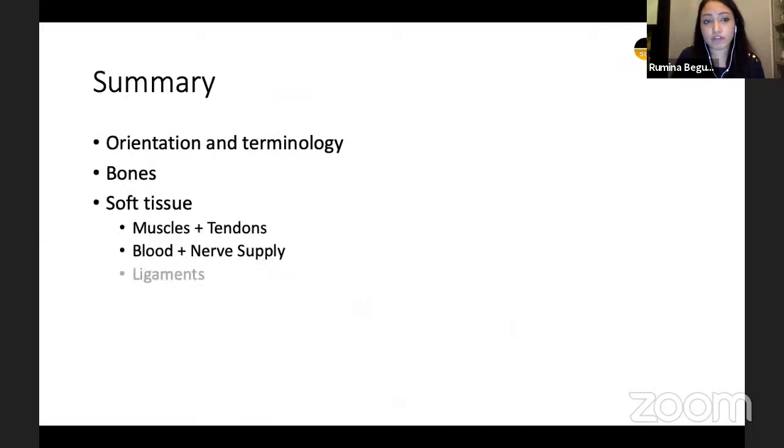So in summary, hopefully we've gone through the orientation and the terminology for the hands, gone through the bony structures that hopefully most of you are aware of, and we've whizzed through the muscles and tendons and the blood and nerve supply too. Hopefully you all found that useful.